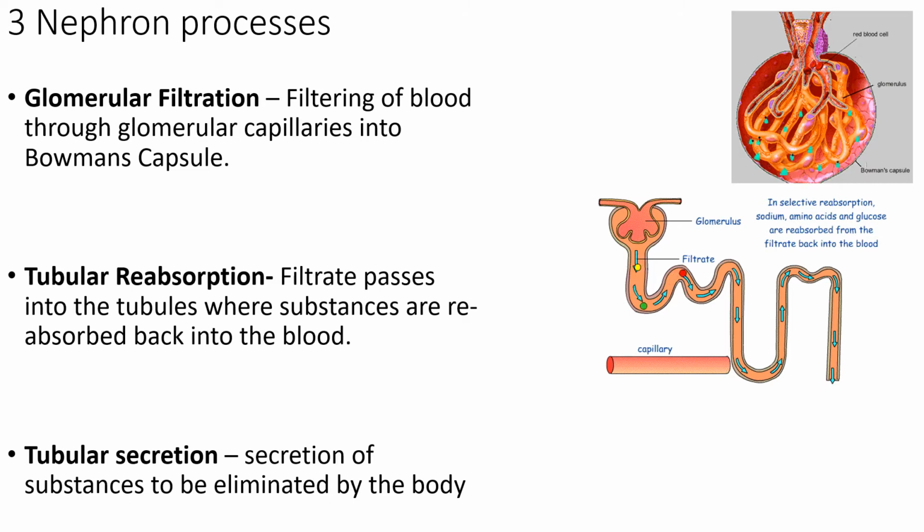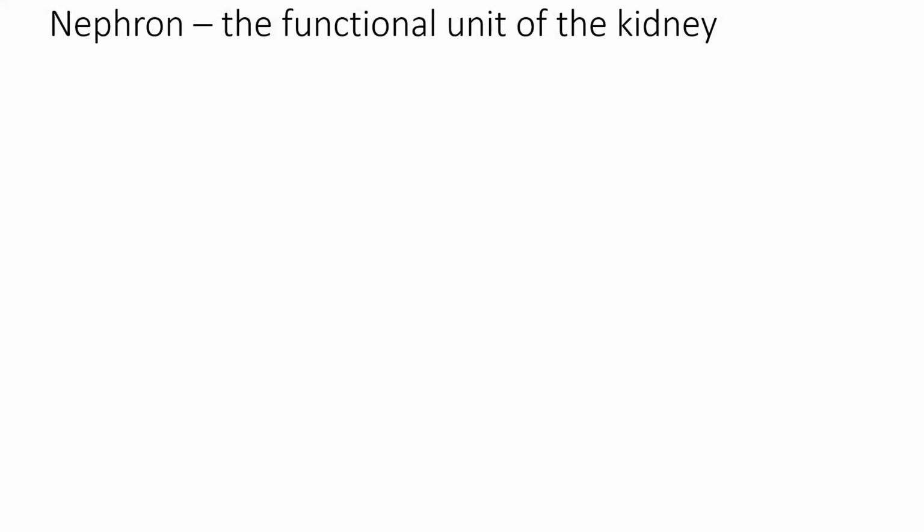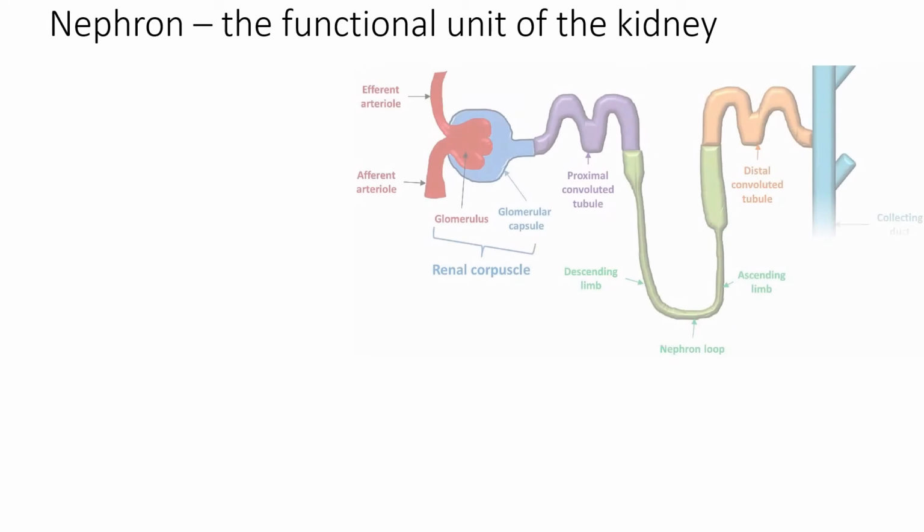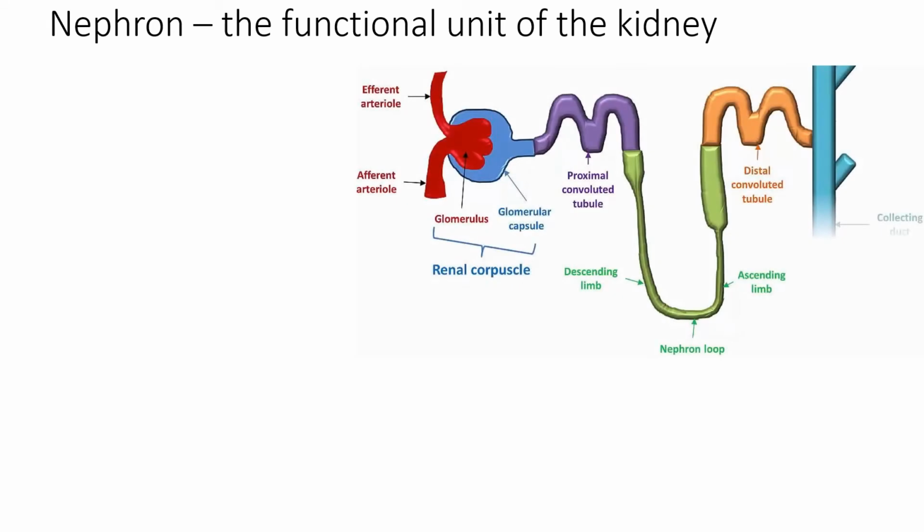Anyway, there is active secretion of substrates transported to the collecting tubule for excretion. Yes, good. Yeah, there's your tubular secretion happening there. So there's our nephron there. There it is in all of its glory. Isn't it a wonderful thing?